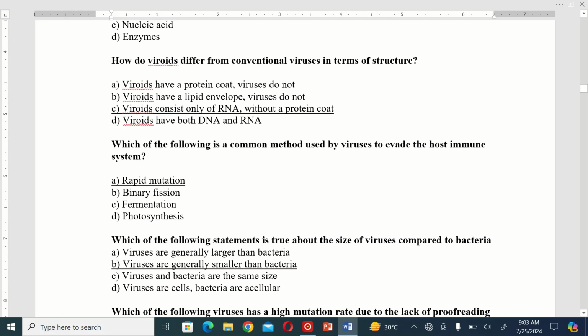The next MCQ is: how do viroids differ from conventional viruses in terms of structure? A. Viruses have a protein coat, viroids do not. B. Viruses have a lipid envelope, viroids do not. C. Viroids consist only of RNA without a protein coat. And D. Viroids have both DNA and RNA. So the correct option is C.